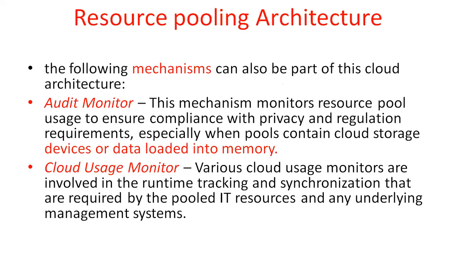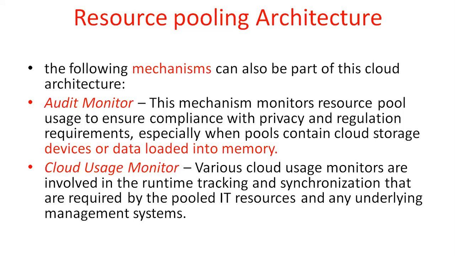The cloud architecture, what is the architecture here? Resource pooling architecture. For the resource pooling architecture, these are all the mechanisms. The first mechanism here is the audit monitor. Here, what is this mechanism? Already we discussed it in the previous architecture. Audit monitor, that means this mechanism monitors the resource pooling usage to ensure compliance with privacy and regulation requirements. And then what is the necessity of this pooling here? That means it consists of cloud storage devices as well as the data loaded into the memory.